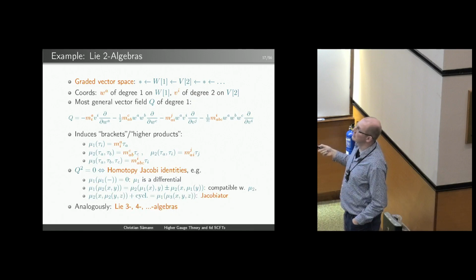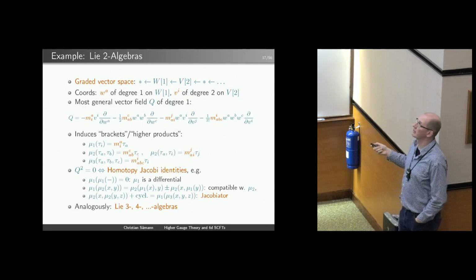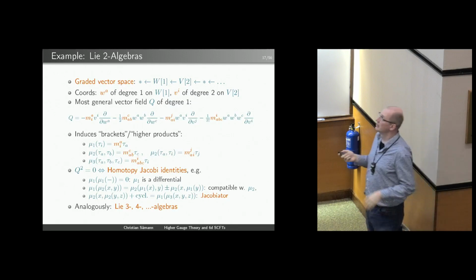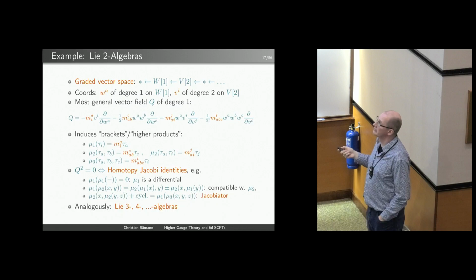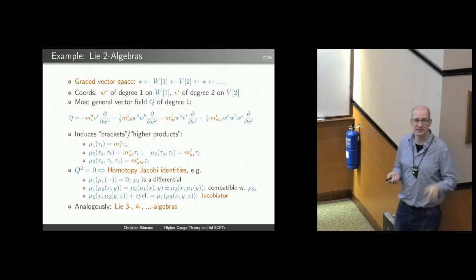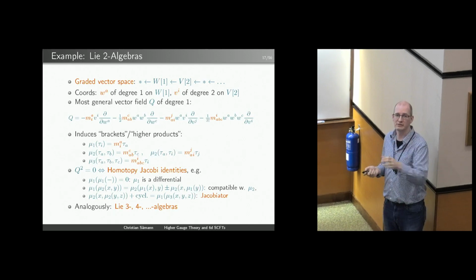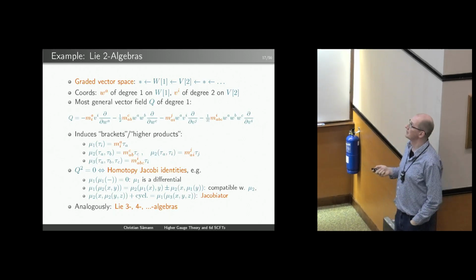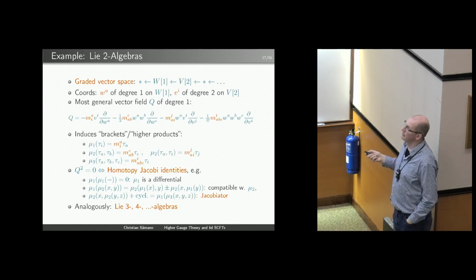And Q squared equals 0 doesn't correspond to the ordinary Jacobi identity now, but it corresponds to the homotopy Jacobi identity. And it tells you exactly what you expect. So mu1 should just be a differential, so it squares to 0. It should be compatible with mu2 in the obvious sense. And the Jacobi identity is now no longer satisfied, but it's violated in a controlled way, so we know exactly how it's violated, right? And that's the point. This is the spirit of categorification, that the structure relations hold only up to isomorphism. So things are violated, but violated in a controlled way. We know what happens. And then it's not too hard to generalize that to 3, 4, 5 infinity algebras, right? You just switch on more terms here. So everybody knows now how to define these higher Lie algebras.